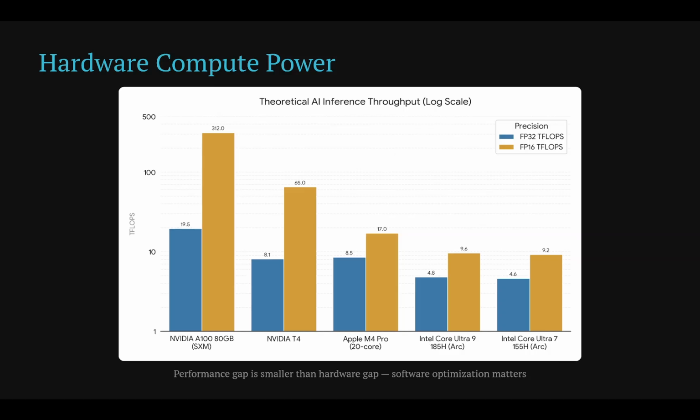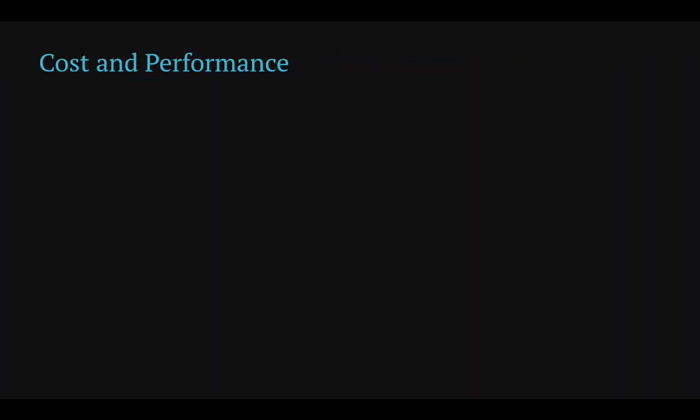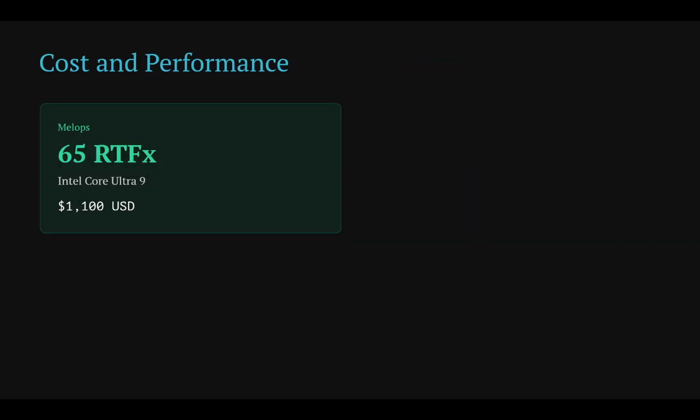Now let's talk about cost. Melops runs on a laptop that costs $1,100 and achieves 65 times real-time.